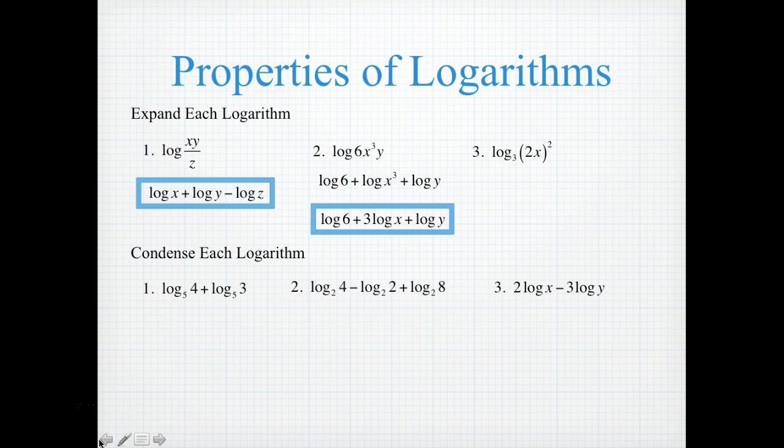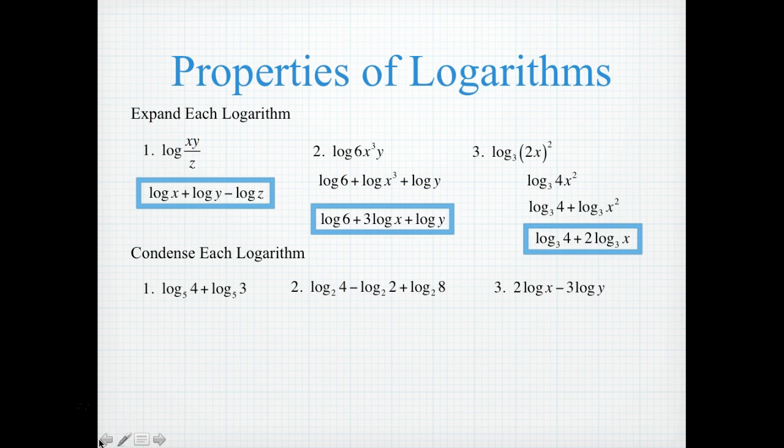Lastly, we have the log base 3 of 2x to the second. A few ways to go about this. The first thing we're going to do is evaluate 2x being raised to the second power, which gives us log base 3 of 4x squared. So now we have the product property as well as the power property. So we use the product property to separate the 4 and the x squared, log base 3 of 4 plus log base 3 of x to the second. And then we use the power property to pull that 2 out in front of the log base 3 of x squared. So our expanded form is log base 3 of 4 plus 2 times log base 3 of x.